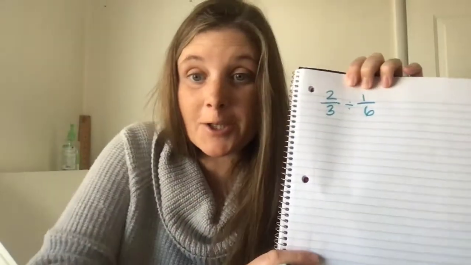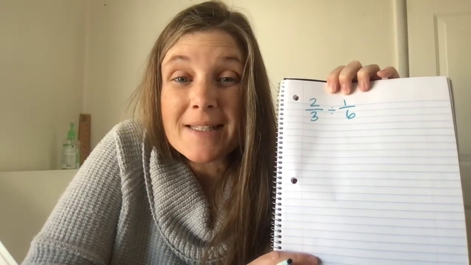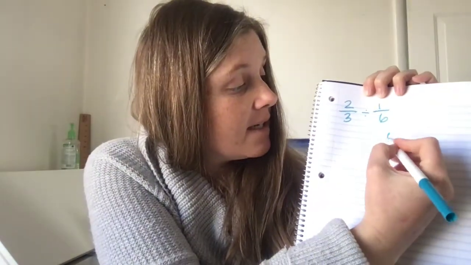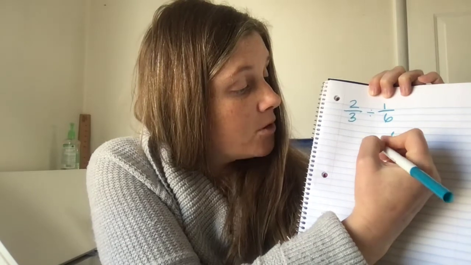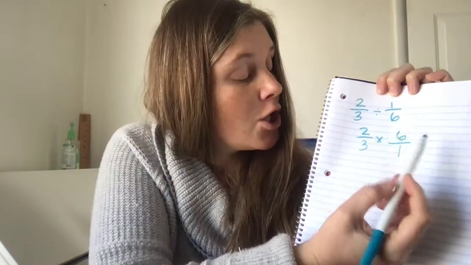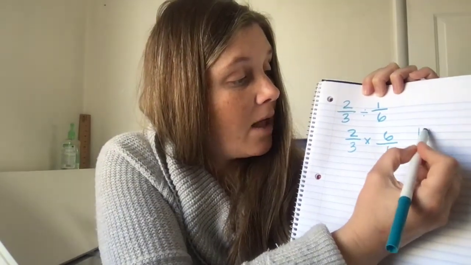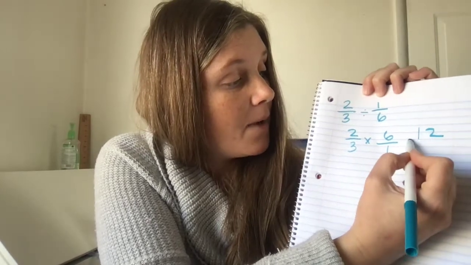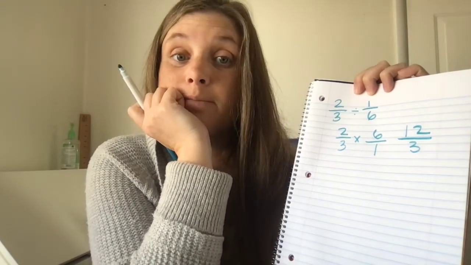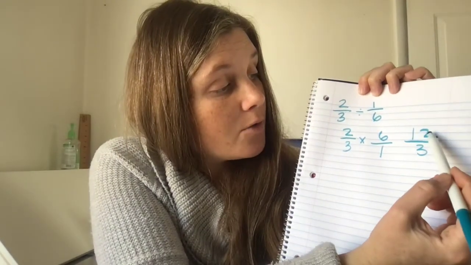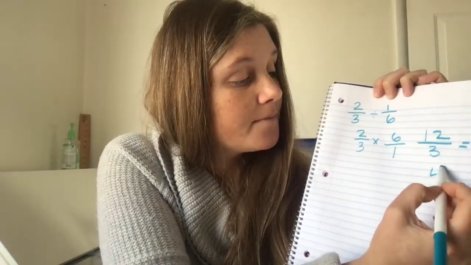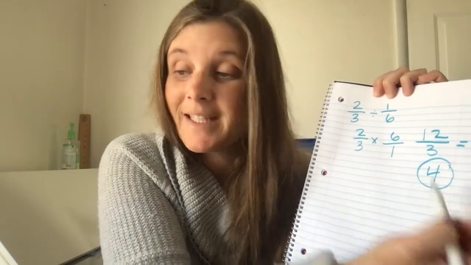Okay, what's the first thing that we do? Multiply by the reciprocal. The reciprocal of this one is 6 over 1. Multiply, this stays the same. Okay, 2 times 6 is 12. 3 times 1 is 3. We've got to simplify that. We can go 12 divided by 3 equals 4. Okay, let's do another one.